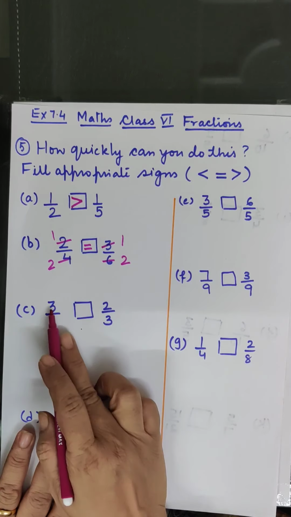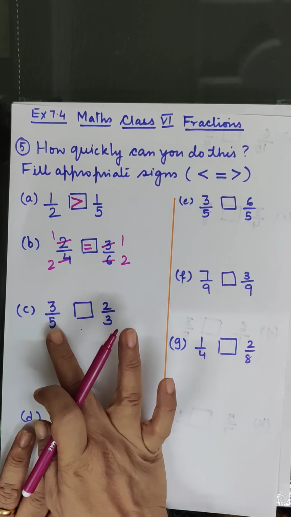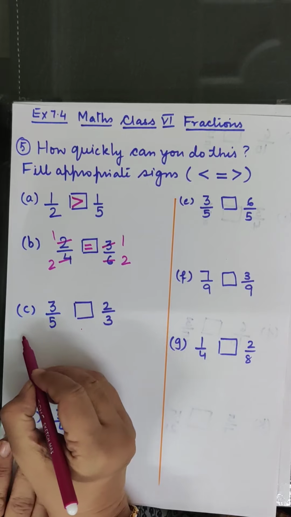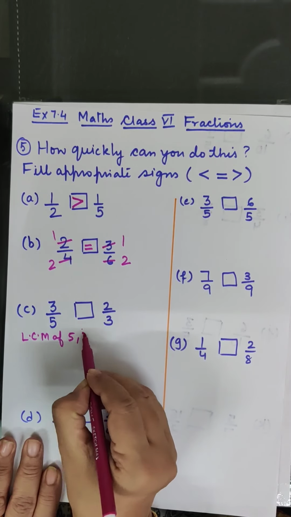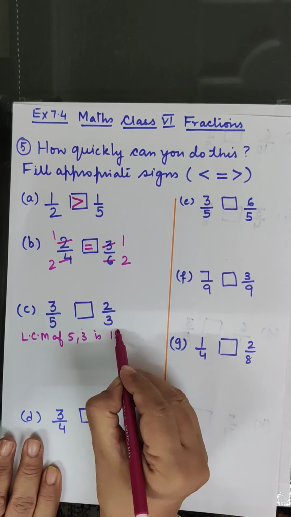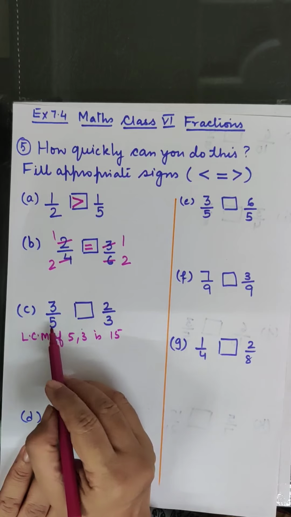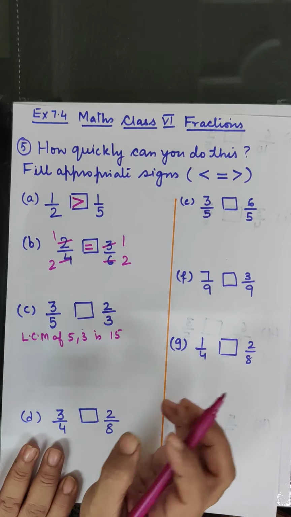Here denominators are different, numerators are also different. So what we do? We take the LCM of these two denominators. So LCM of 5 and 3 is 15. Okay. So we have to have the denominators of these two fractions as 15.